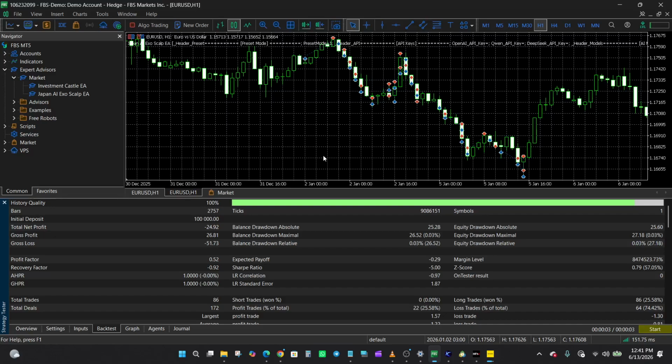So overall, Japan AI Exo Scalp EA for MT5 presents itself as a high-end AI-driven scalping system with multimodal consensus logic, dynamic liquidity filtering, and advanced risk management tools. Before considering live deployment, thorough demo testing and careful parameter optimization would be essential to understand how it behaves under real trading conditions.